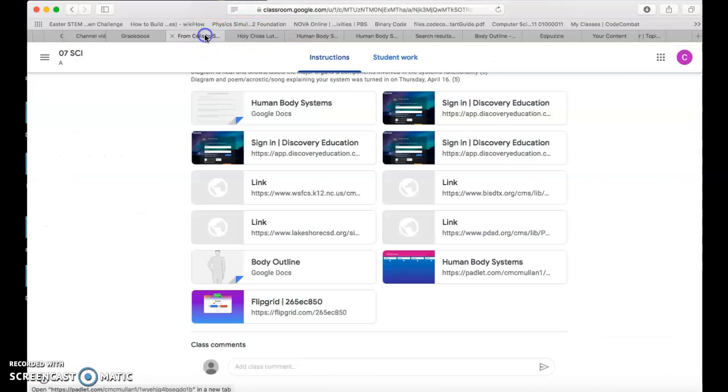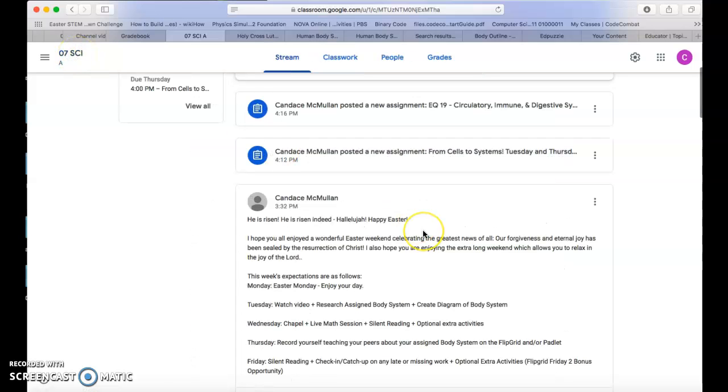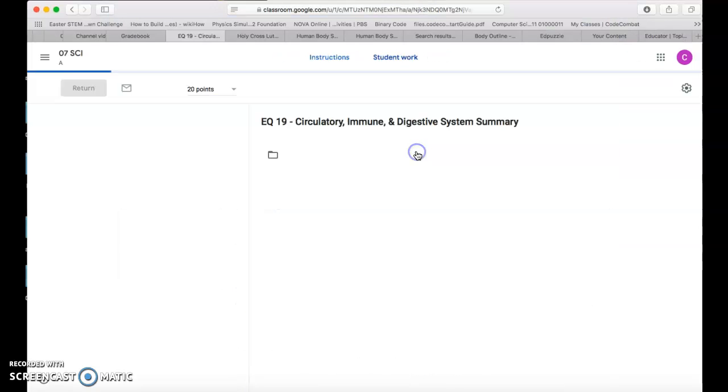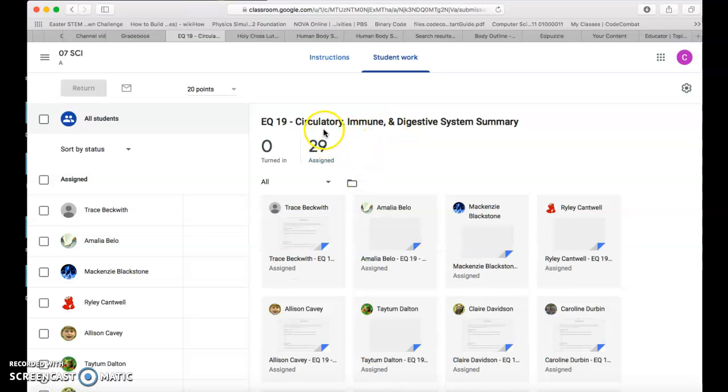So you guys are the teachers of all these different systems, because if you continue to look at your stream, you will see that there's an assignment that's due next Thursday. It's titled EQ19. I'm sure that's not the right number. I'll change that once I figure that out. But it's about the three of our main body systems: circulatory, immune, and digestive system. And if you guys teach us well, then we shouldn't have to do a whole lot of research for it.